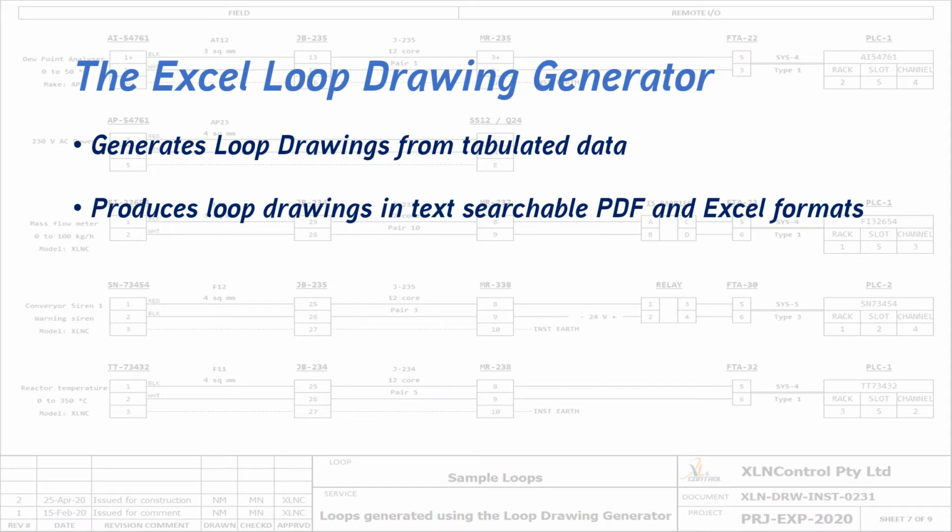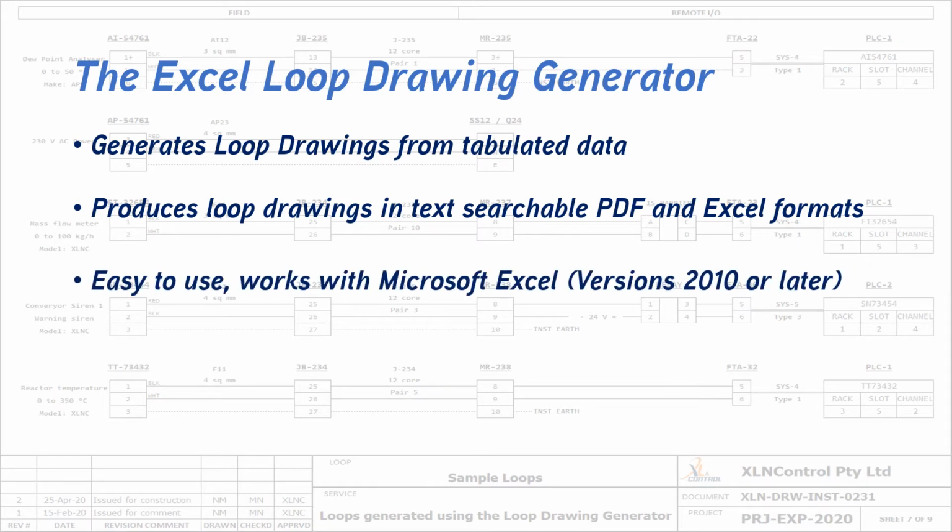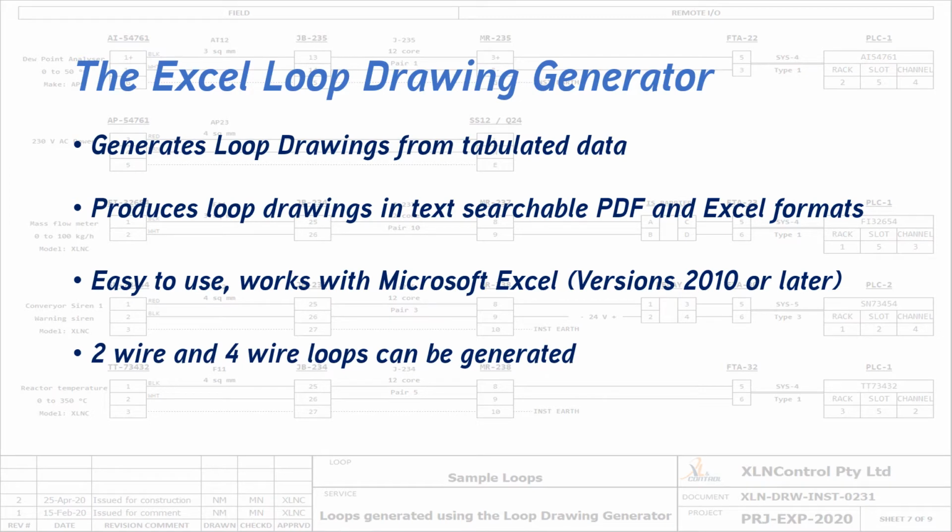It can also generate drawings in Excel format, which can be handy if any minor changes need to be made to the drawings. The tool requires Excel 2010 or later. The tool generates different kinds of loops, including 2-wire and 4-wire loops. It makes a great choice for small jobs where the use of a complex instrumentation database may not be justified.